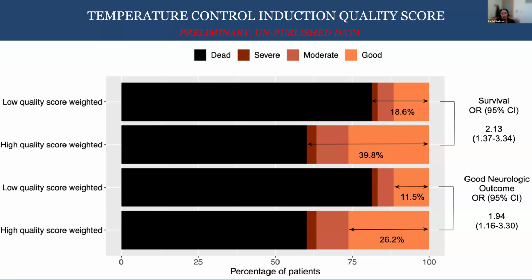Likewise, good neurologic outcomes, again defined as a cerebral performance category score of 1 to 2, occurred in 11.5% of the patients treated with low quality temperature control, but occurred in 26.2% of those who were treated with high quality temperature control. This data suggests that process metrics are important and may actually impact the neuroprotective effect of temperature control.